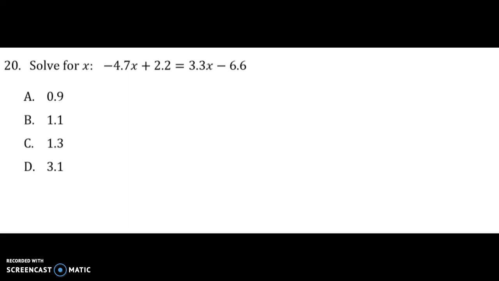In this question, we have to solve an equation for x when we have an x value on both sides of the equation. So to begin this process, let's go ahead and rewrite our equation to start. So we have negative 4.7x plus 2.2, and that's equal to a positive 3.3x minus 6.6.